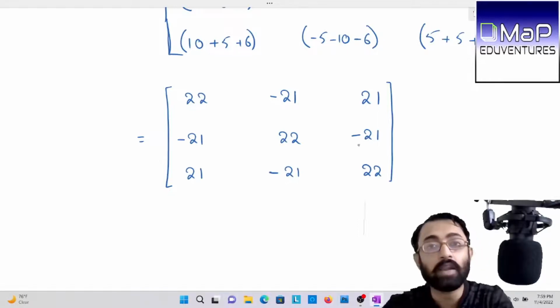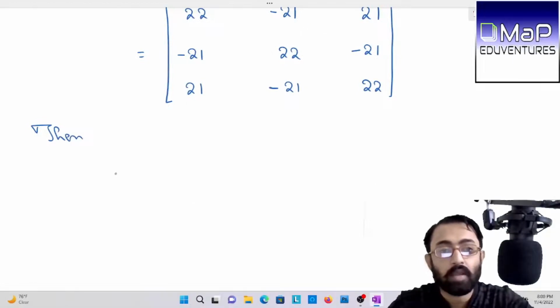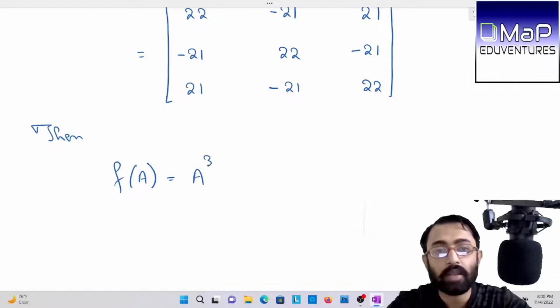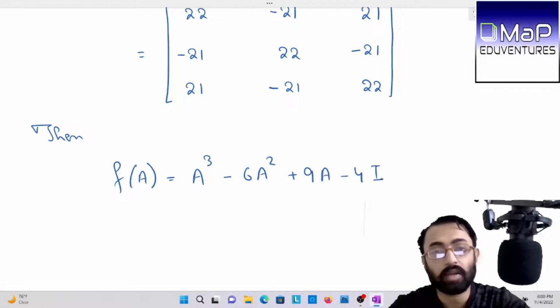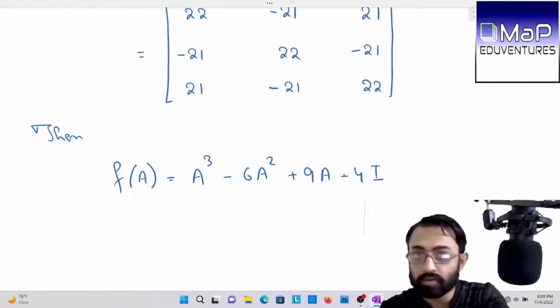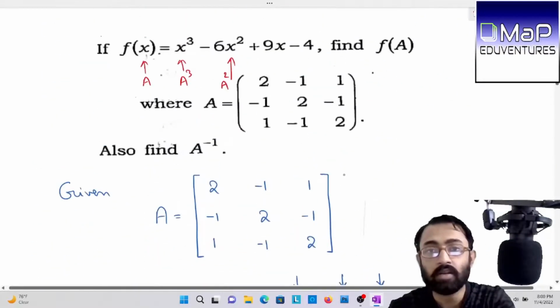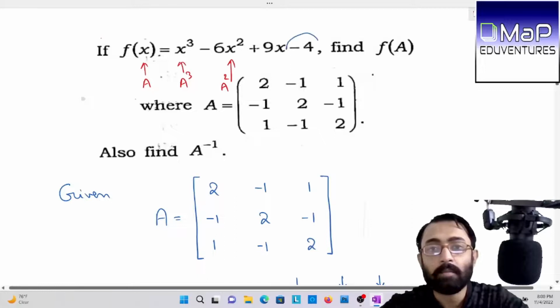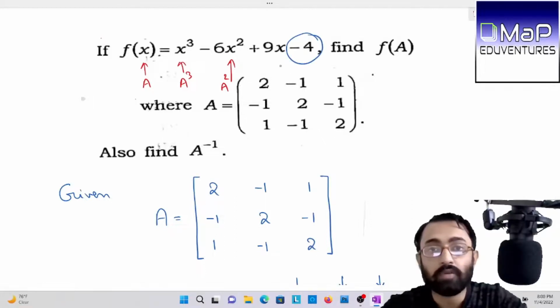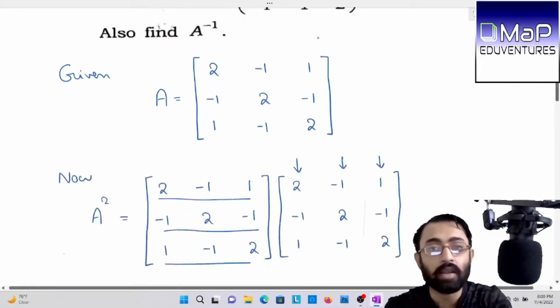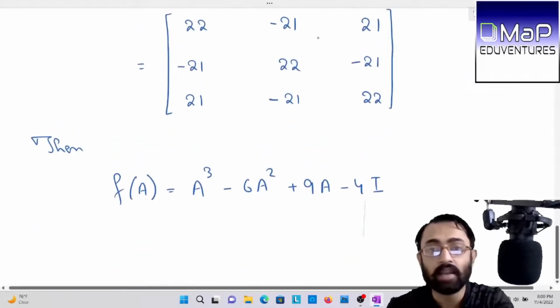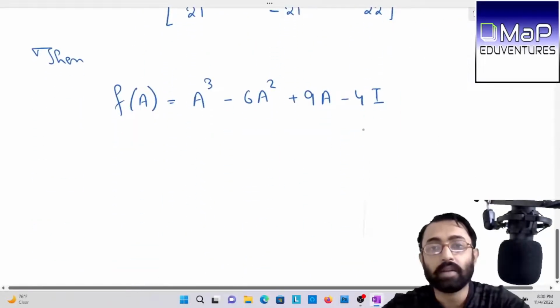Now let us go and find f of a. Then f of a will be equal to how much? It will be a cube minus 6a square plus 9a minus 4a. Okay, so I mean this is just simple, but I want to say something here. You might think it is minus 4, but we cannot write just minus 4. As matrix addition requires a matrix, for that reason you should give an identity matrix here. So I have written the identity matrix.